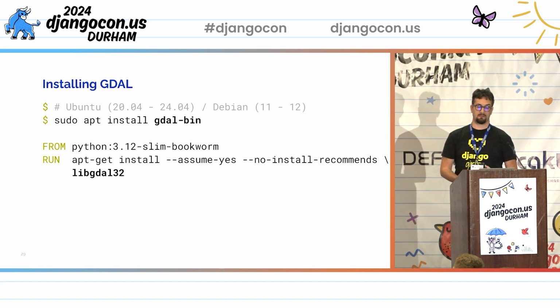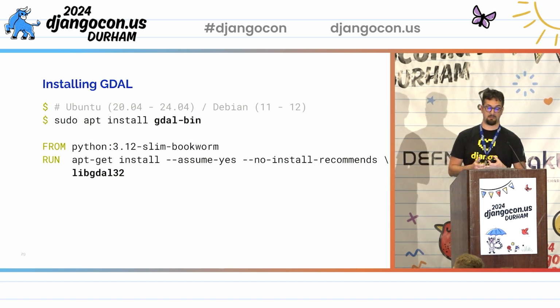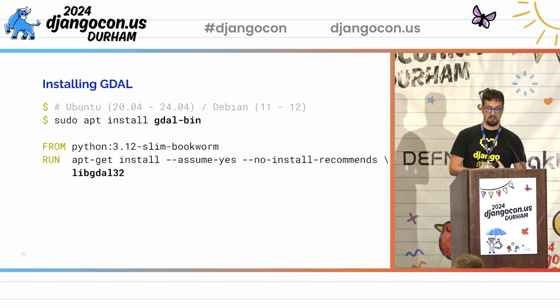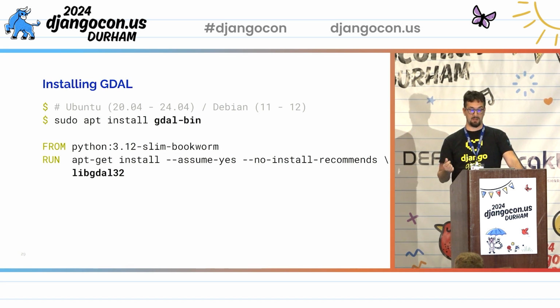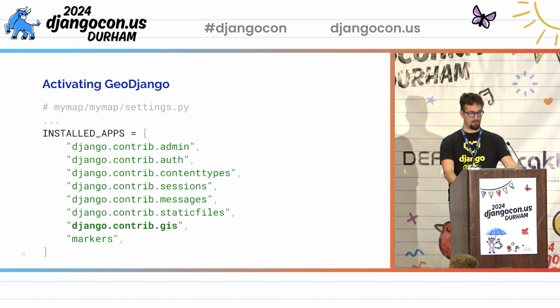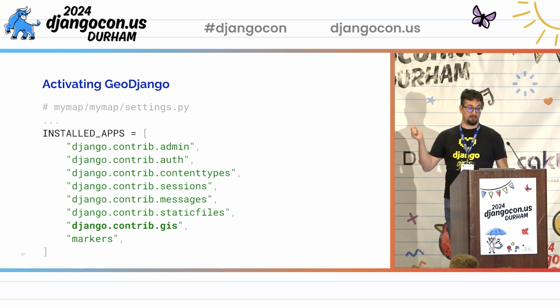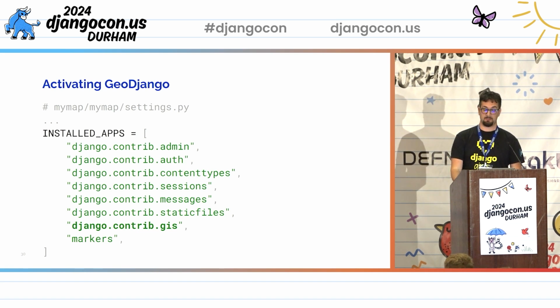To install it on a Debian-based system, you can use the apt package manager, or in Docker, if your Docker image is based on the Python bookworm image, we can install a smaller package which contains only the library itself without all the commands that are useful in the development stage. We can now activate GeoDjango by adding the contrib GIS module to the installed apps in our project settings.